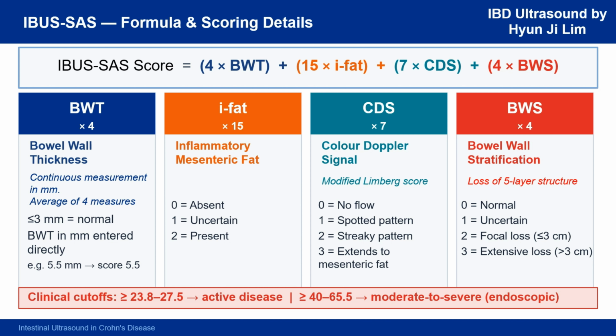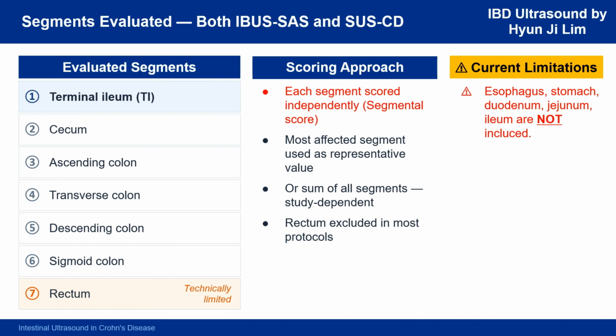Both scores evaluate the same 7 segments: terminal ileum, cecum, ascending, transverse, descending, and sigmoid colon. Each segment is scored independently. Depending on the protocol, you either take the most affected segment as representative or sum across the segments. And the rectum is excluded in most protocols due to its technical difficulty. However, an important limitation of both the IBUS-SAS and SUS-CD scores is that they do not include the esophagus, stomach, duodenum, and most of the small bowel except the terminal ileum.